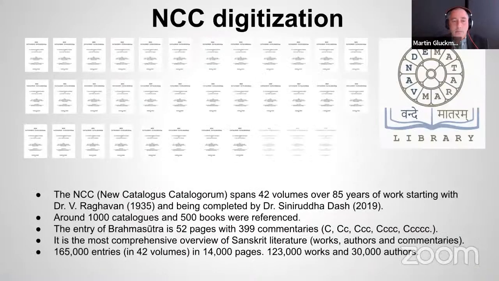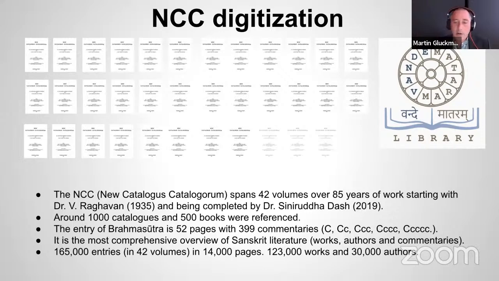And the most important, you could say, the skeletal aspect of this was to have a digital NCC, and this was kindly done with the Vande Mataram library in Delhi. They have supported this work. So the NCC, for those who are not familiar, it is the continuum of Alfrecht's work. It's the largest map we have of the Sanskritic and allied literature and authors and the commentaries. It was recently completed a few years ago in 2019, and it was running for 85 years.